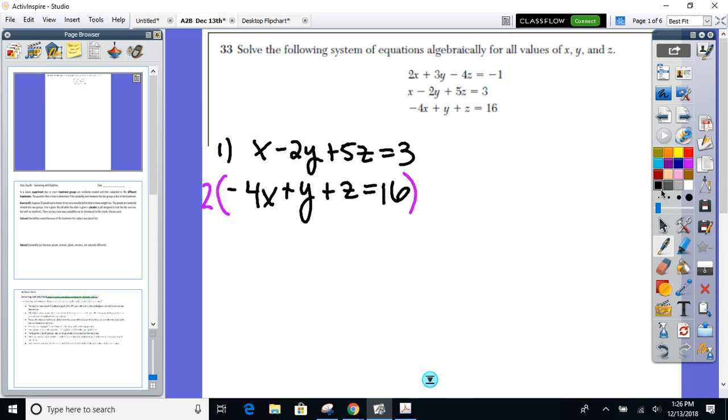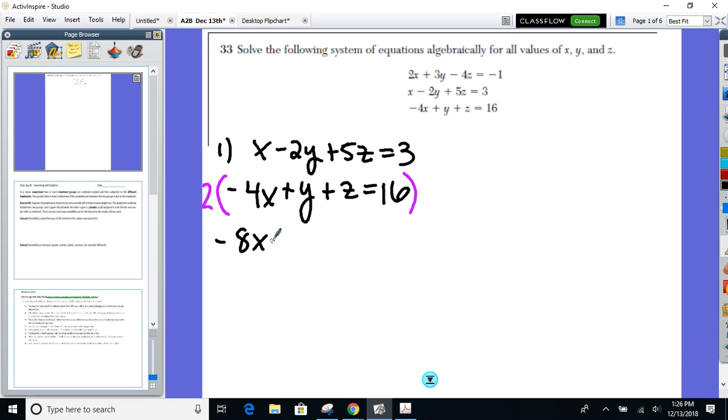Distribute now all the way through. Negative 8x minus, or plus 2y, sorry, plus 2z, and this drives me nuts, darn it. Multiply all the way through. Don't just stop at the equal sign. All right, equals 32.